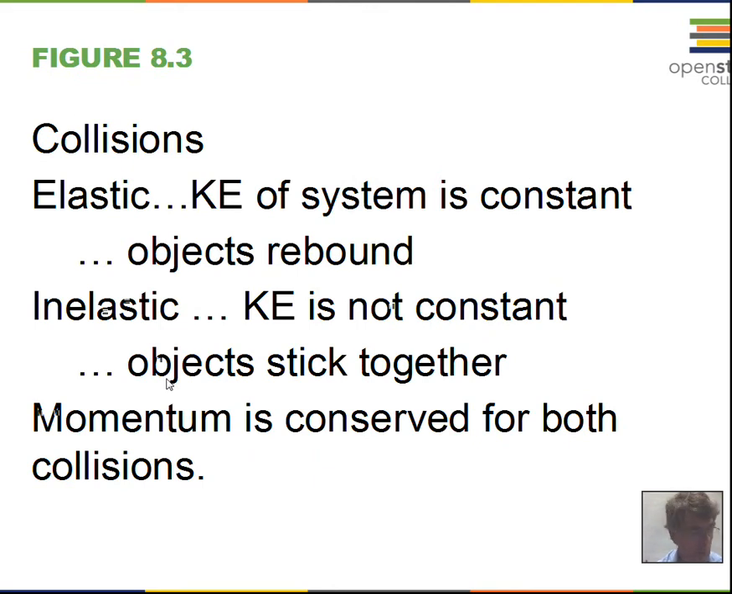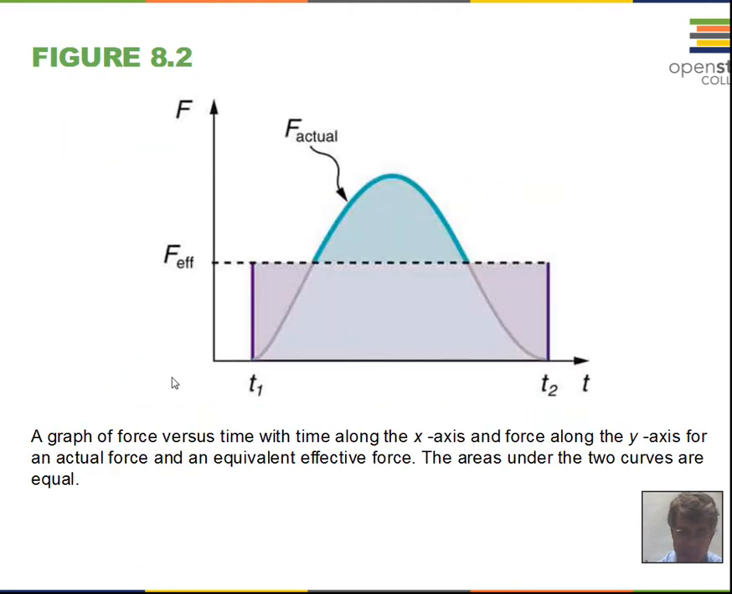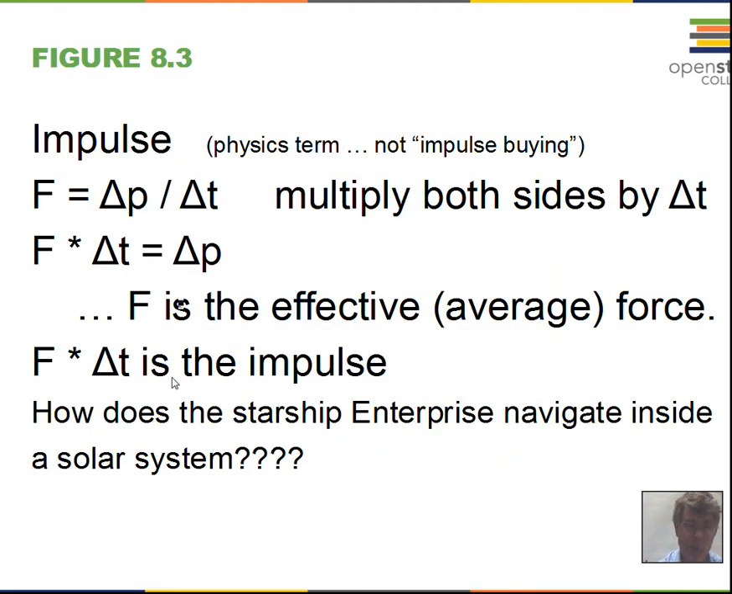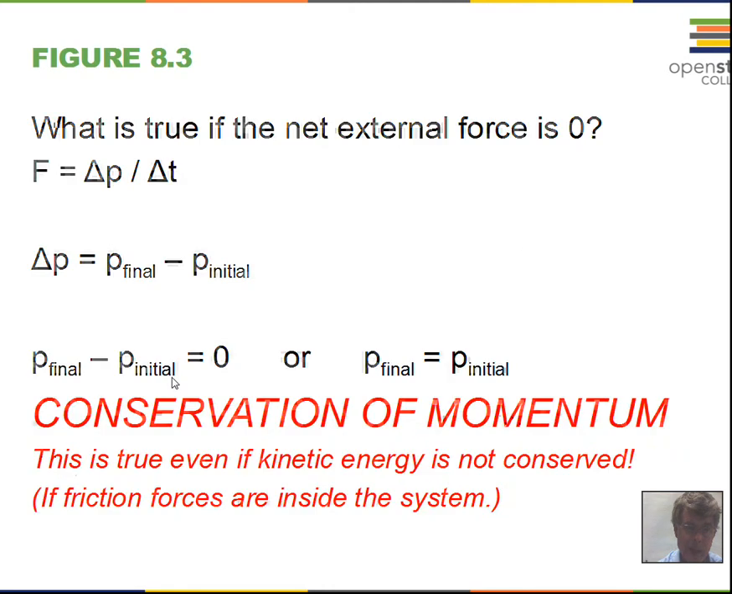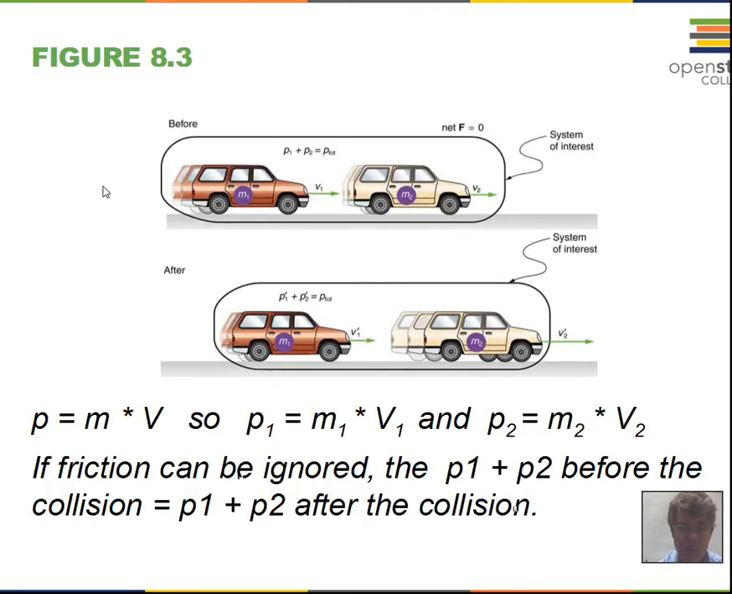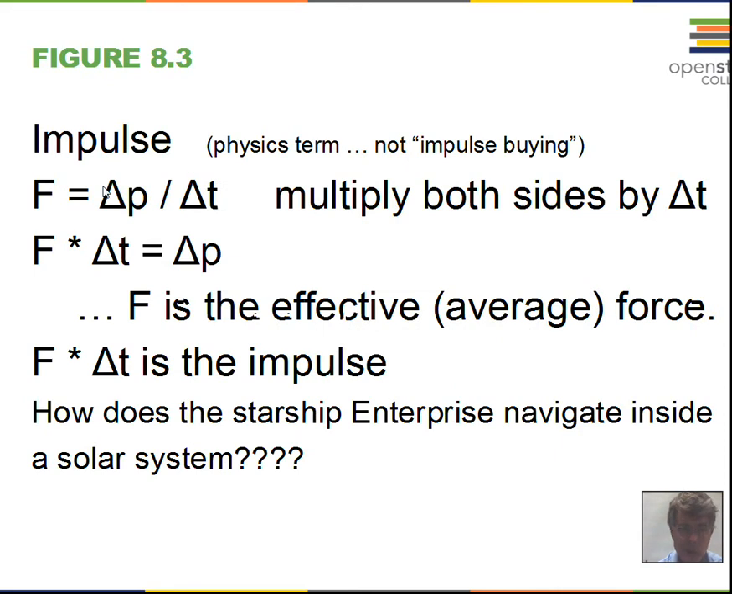So this moves on into collisions. I'm going to stop the video here with this little introduction to momentum, force, and impulse. We have a new quantity, momentum, found by mass times velocity, and this force is the net external force related to the change of momentum over change of time. Multiply both sides, and we get impulse, which tells us how the momentum is going to change.